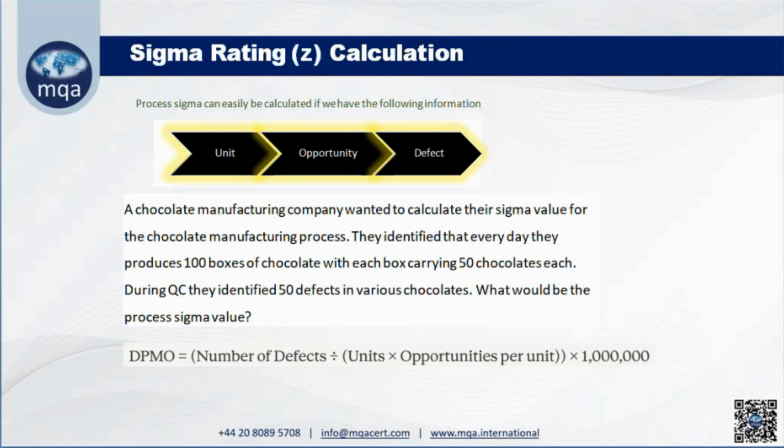Now think of a chocolate manufacturing company which wants to calculate the sigma level for the chocolate manufacturing process. They identified that every day they produce 100 boxes of chocolate, with 50 chocolates in each box. Now look at it. 100 boxes means 100 units. In the previous slide we saw those squares, right?